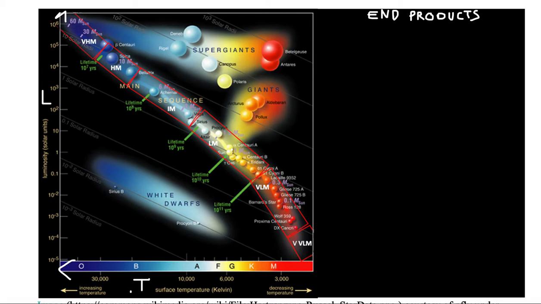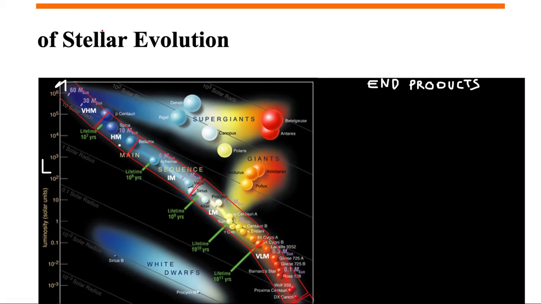Now, if you look very closely along this main sequence, you'll see mass numbers that are listed. We know the masses of stars along the main sequence. So we're going to divide the main sequence up by mass into segments. Down at the very bottom, we have the VLMs for very, very low mass stars. Above that, we have very low mass stars, VLMs. Above that, we have low mass stars, LMs. Above that, we have intermediate mass stars, IMs. Above that, we have HMs, or high mass stars. Above that, we have VHMs, or very high mass stars.